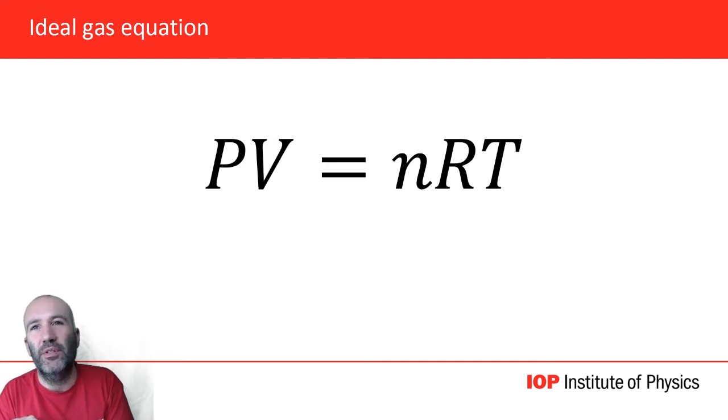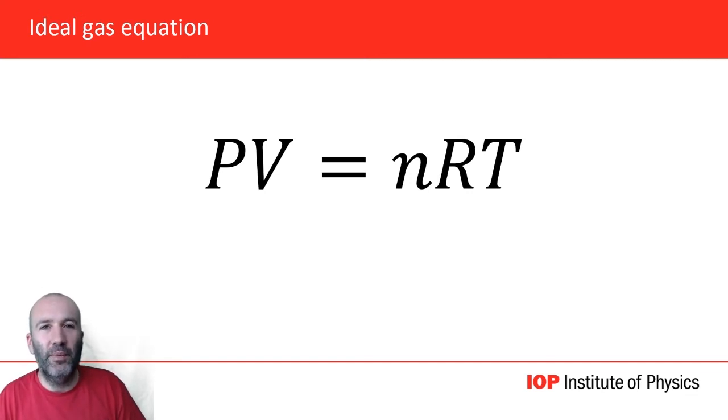You can look it up. It's 8.31441 joules per Kelvin per mole. It's a bit of a mouthful. You sometimes come across this in different units, for example in atmospheres. The temperature is in Kelvin.